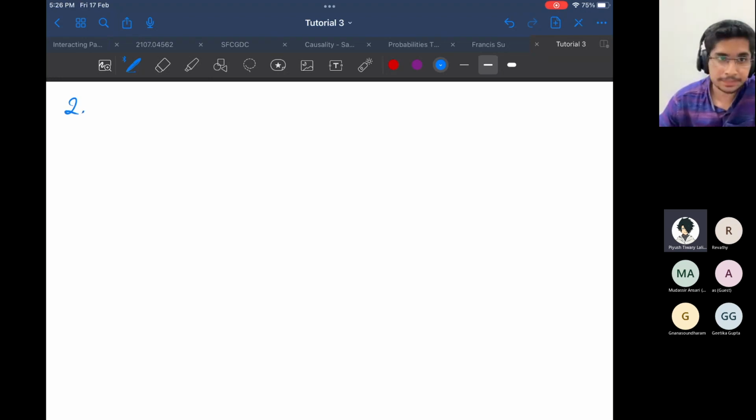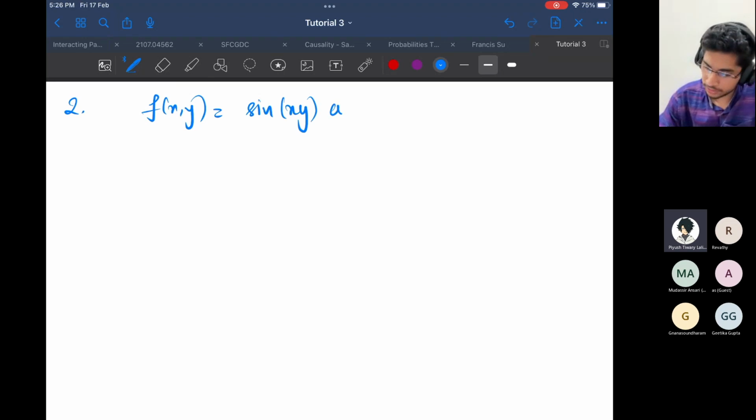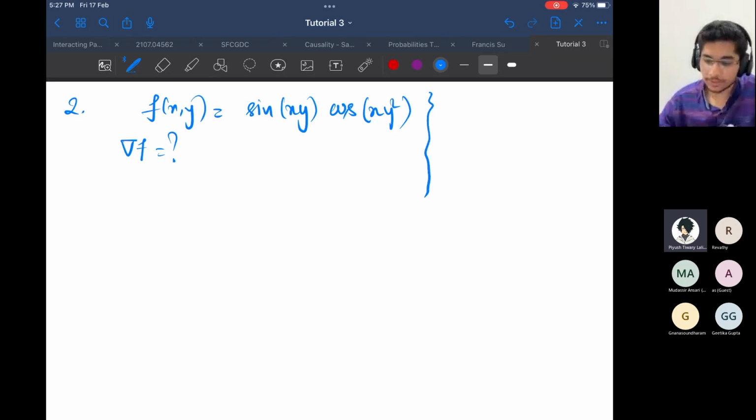So here is the second question. The second question gives you a function f of x comma y, which is sine of xy into cos of xy square. And they are asking you what is the gradient of f. Before we do anything, we see that there are two things here: one is a sine function and another is a cos function.